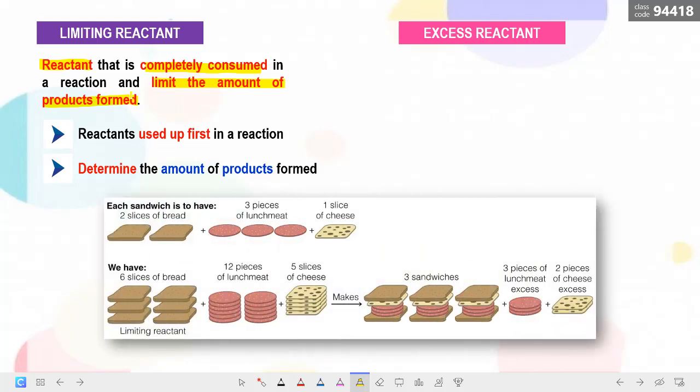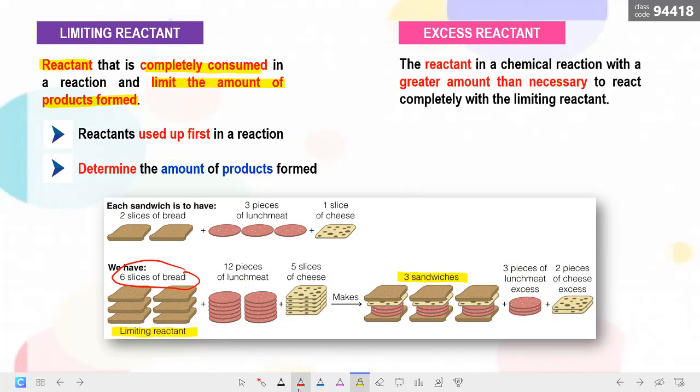Based on the analogy given, what we can say is that the 6 slices of bread provided to us earlier is the limiting reactant. Sebab bila dia habis, kita hanya dapat 3 sandwich dan kita tak boleh buat lagi banyak sandwich walaupun kita ada lunch meat and cheese yang berlebihan. So, in this case, 6 slices of bread is the limiting reactant and lunch meat and cheese are excess ingredients. From this analogy, kita juga boleh belajar tentang excess reactant.